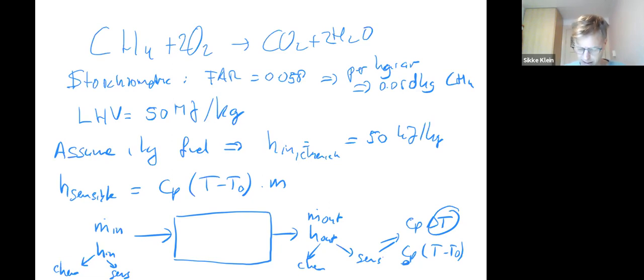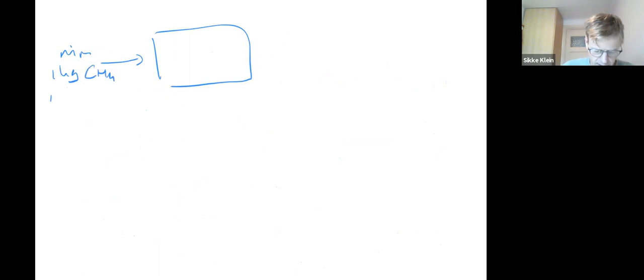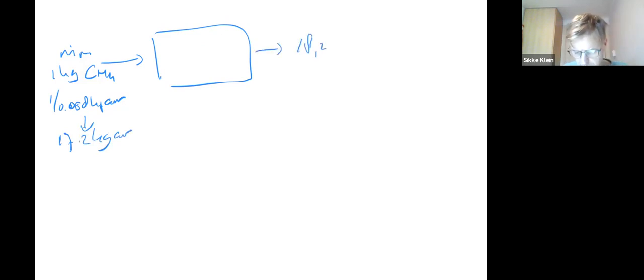Now we can make that calculation a little bit further. So we have here M in, which is actually the same as M out. That is 1 kilogram CH4 and 1 divided by 0.05 kilogram air. To calculate it back, that's about 17.2 kilogram air. So M out is 18.2 kilogram.